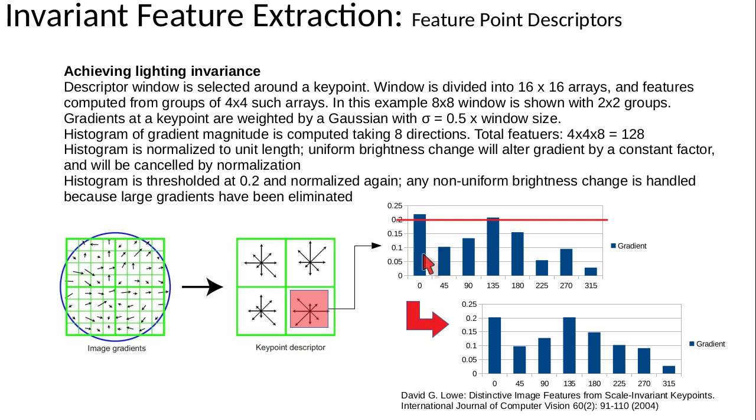This ensures that if there is any bin in the gradient histogram which has a significant value, that means it's very large, then that bin is truncated and all the other values are normalized to the truncated value. This takes care of non-uniform brightness changes, because any non-uniform brightness change will lead to one of the bins having an inordinately large value, and that is cancelled out by this step.